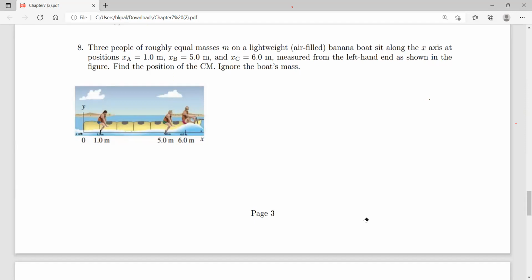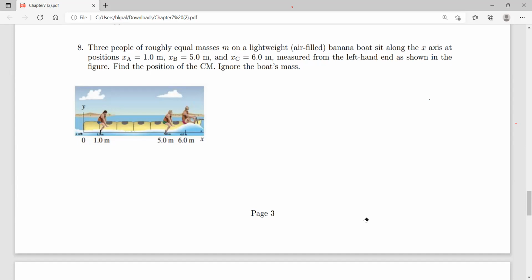Okay, so if we have three objects in a line, something like this, what is the center of mass for this system? So let's think of the 3 persons as three objects in one line. If this is a system, what is the center of mass? And it asks us to neglect the board. So this lightweight board, yes, there should be some mass for this one, but it asks us to neglect this. If you neglect the mass of the board, what is the center of mass?